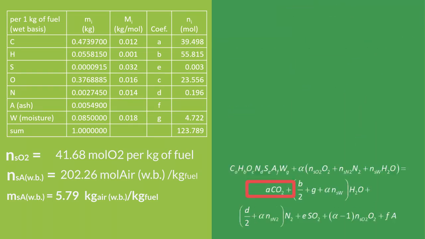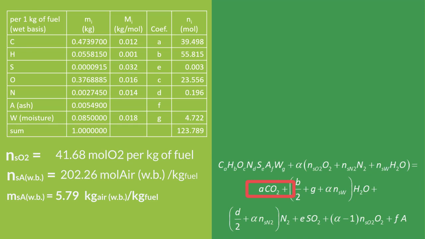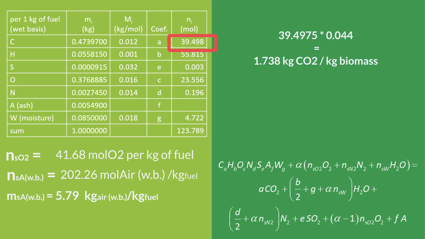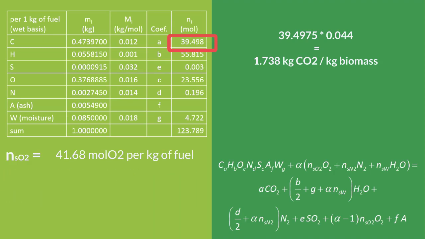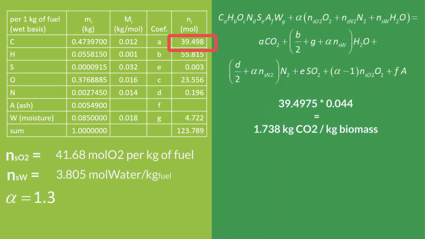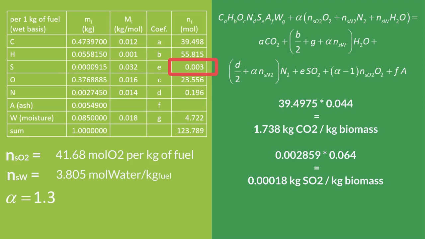1 kilo of biomass produces a moles of carbon dioxide. In this example, around 39.5 moles. Multiplying this amount by the molecular weight of carbon dioxide, we have the number of kilos of carbon dioxide emitted for each kilo of biomass burned. Doing the same for sulfur, we can calculate the sulfur dioxide emissions. For the other components, we only need to know the molar fraction.